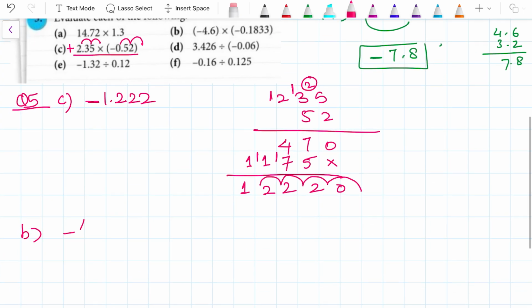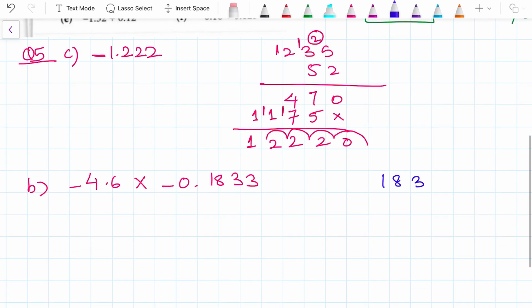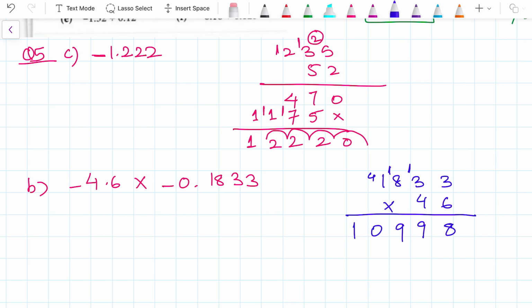B part. Minus 4.6 multiplied by minus 0.1833. So I'll just multiply 1833 by 46. 3 times 6 is 18. 3 times 6 is 18, 19. 6 times 8 is 48 plus 1, 49. 6 times 1 is 6. 6 plus 4 is 10. 4 times 3 is 12. 4 times 3 is 12, 13. 4 times 8 is 32, 33.